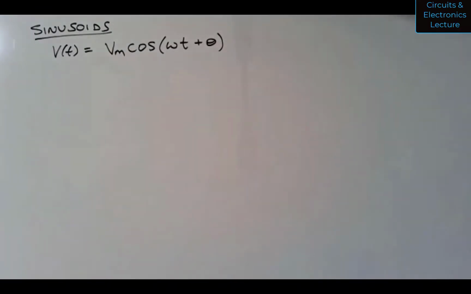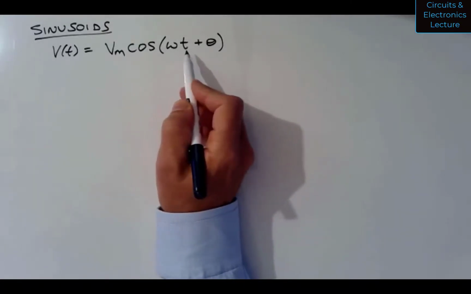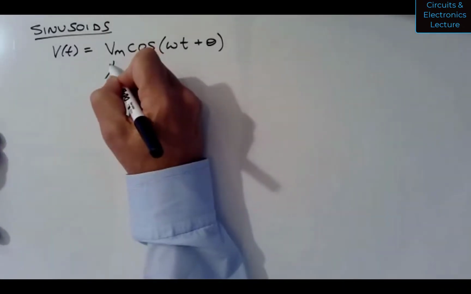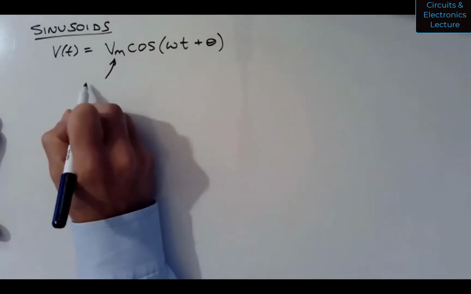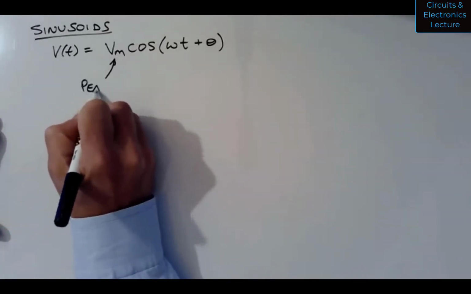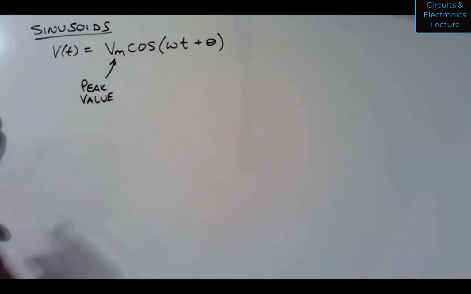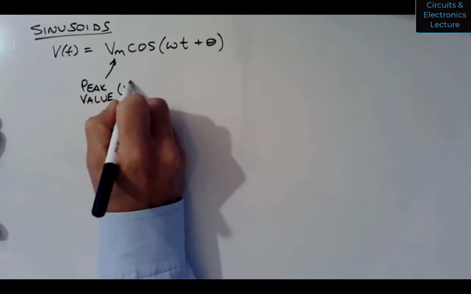So I've written v of t equals Vm cosine omega t plus theta. t is a time variable, and this is a description of a sine wave or cosine. They have the same shape, except they're phase shifted. Vm we're going to call the peak value, and the peak value is in units of volts.